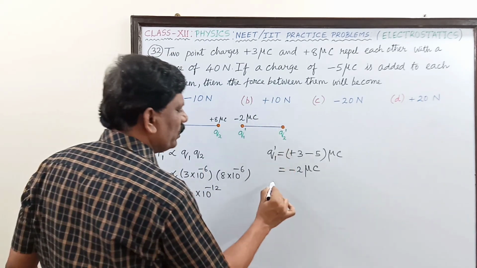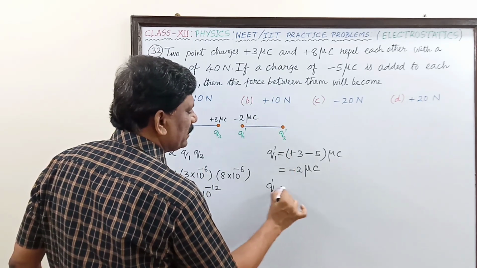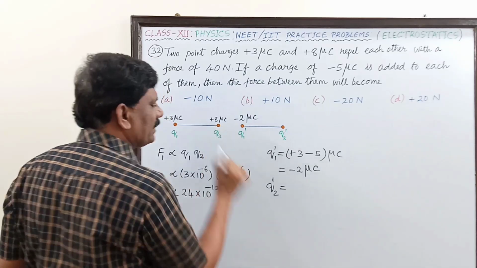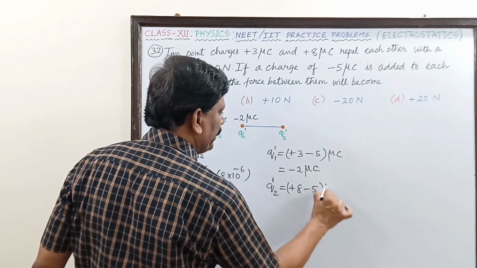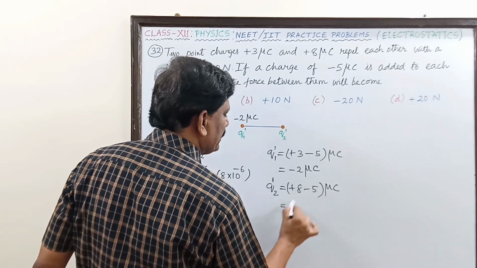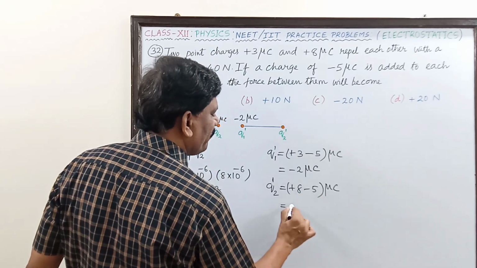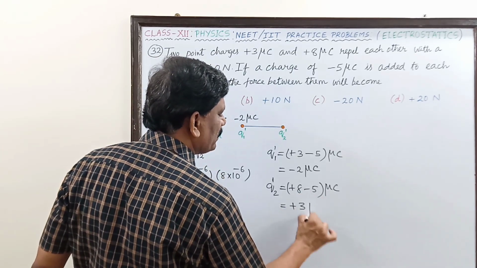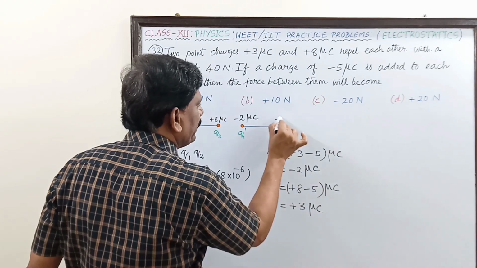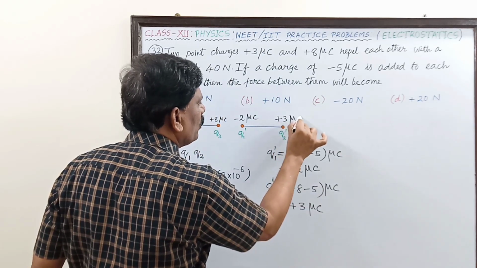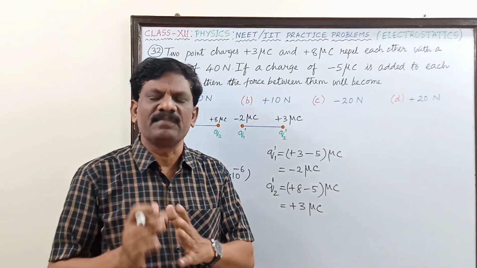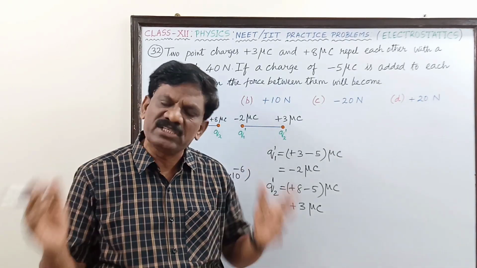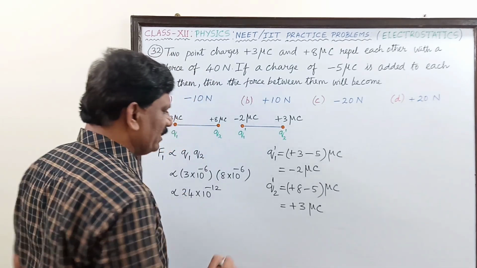Then what is Q2 dash? Q2 dash was already plus 8, so this is plus 8 minus 5 microcoulomb, which is equal to plus 3 microcoulomb. At the same distance of separation, the magnitudes of the charges have now changed, so the force will change.